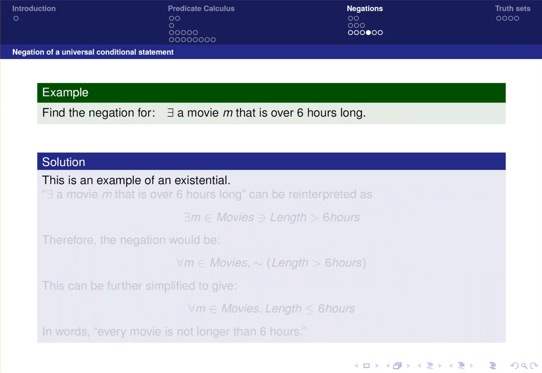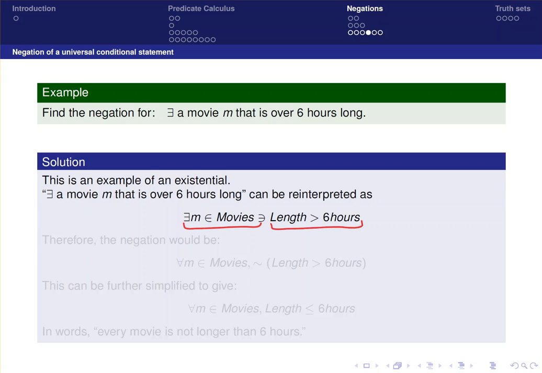Now the negation of: there exists a movie M that is over 6 hours long. This is an example of an existential, so when I negate it, I'm going to end up with a universal, and keep in mind that I must negate some predicates. Rewriting it, there is a movie M such that the length of the movie is more than 6 hours, so it's greater than 6 hours.